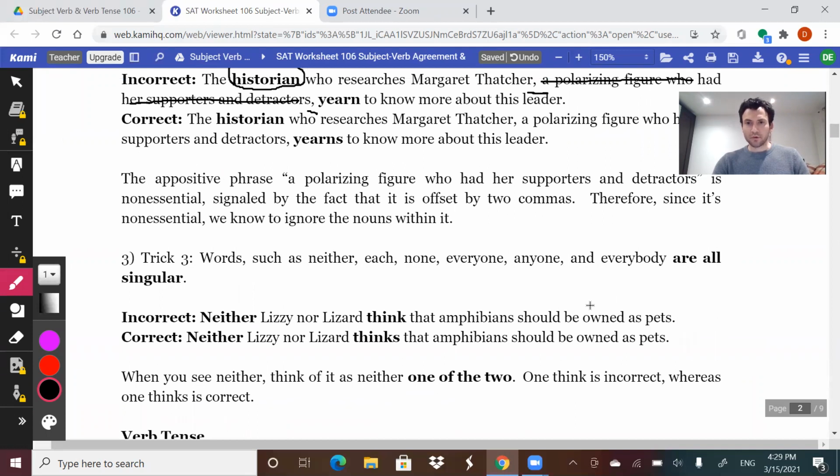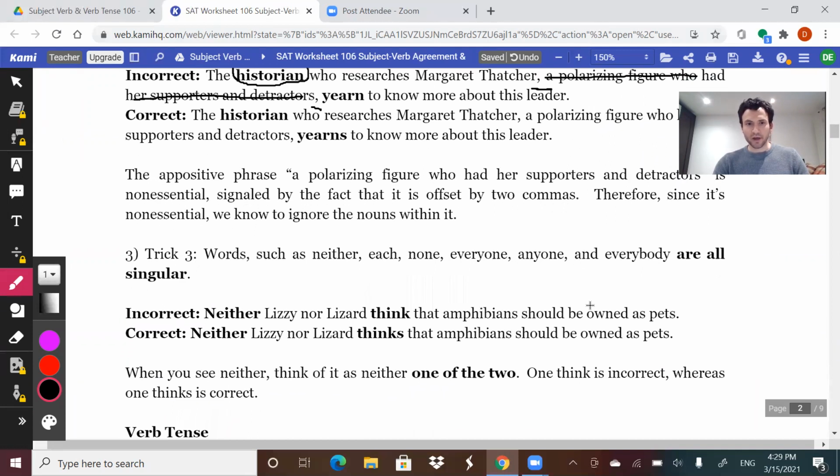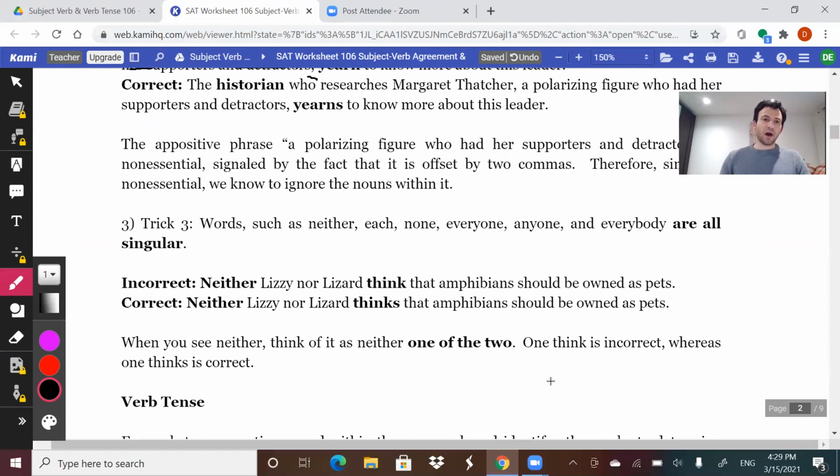A couple quick hitters for you. So the first quick hitter is, I guess I'd call it trick number 3, but the first quick hitter is all of these words. You wouldn't think everybody would be singular, but it's everybody is. Anyone is. Everyone is. This whole list of words are all singular. Guess what else is singular?